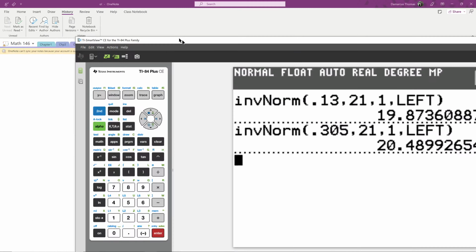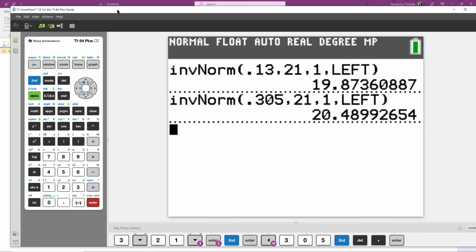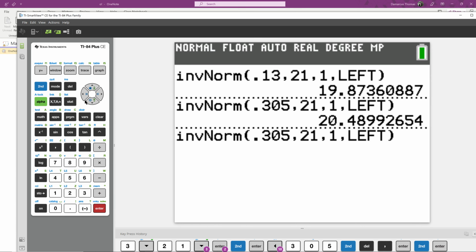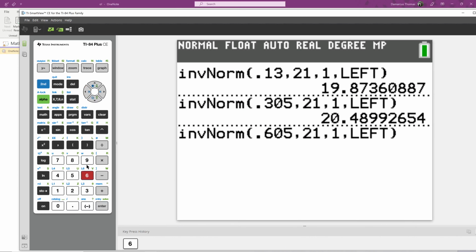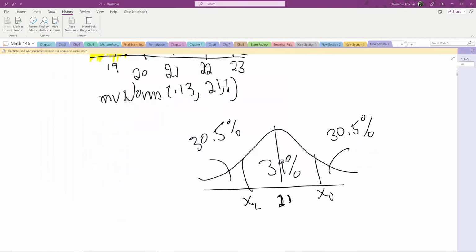And I know they don't want me to round it off. That was weird. They should just round it off to the nearest 10th, but that's fine. And the other one would be, we're going to add another 41 on top of that, or 39 on top of that, which gives us 69. So we went from 20.48 to 21.5.